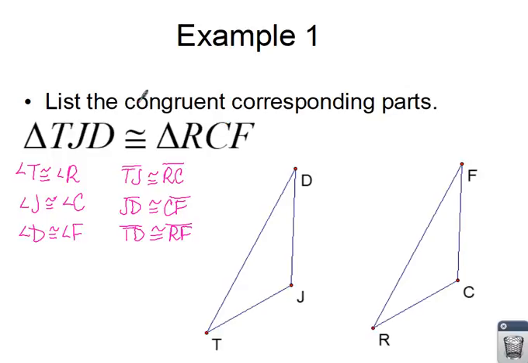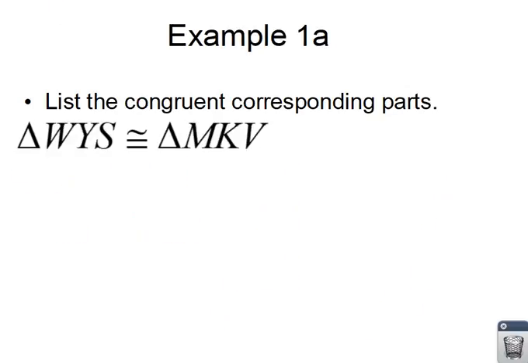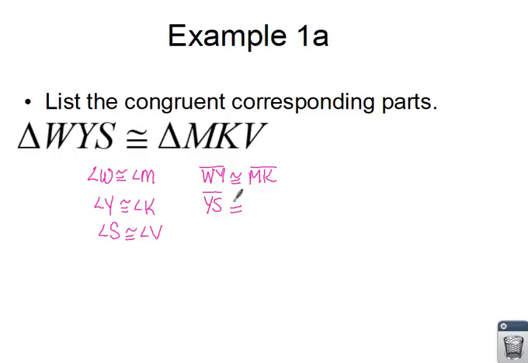Okay? So technically, we don't need a picture for this. I could just list the corresponding parts here. I could say angle W is congruent to angle M, and angle Y is congruent to angle K, and angle S is congruent to angle V. Those are all corresponding parts. I can also do sides. I can say WY is congruent to MK, and YS is congruent to KV, and WS is congruent to MV. Okay, those are all the congruent corresponding parts of those triangles.